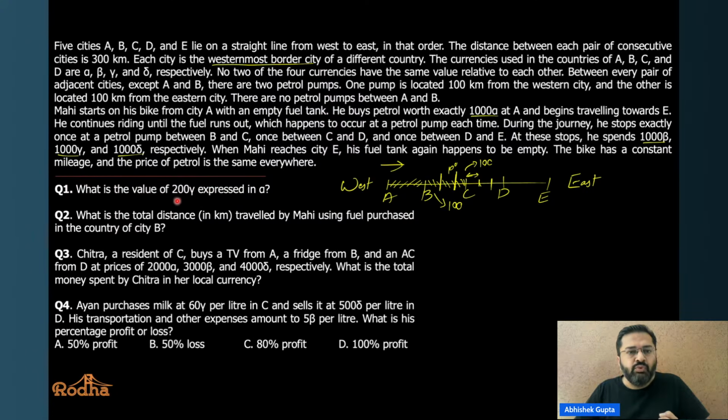What is the value of 200 gamma expressed in L5? Means what? We have to find the connections between the currencies. What is the total distance in kilometers traveled by Mahi using fuel purchased in the country of city B? So wherever he stops between B and C, this is the country of city B, right? उसके बाद में कितना वो चल पाया? When he would stop again at between C and D. So one of these pumps and then one of these pumps. So what is the distance is the question.